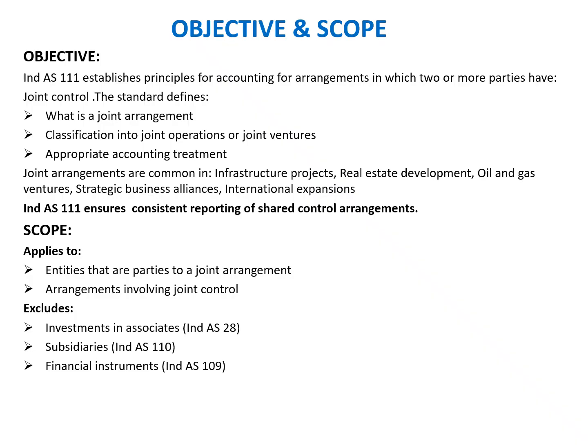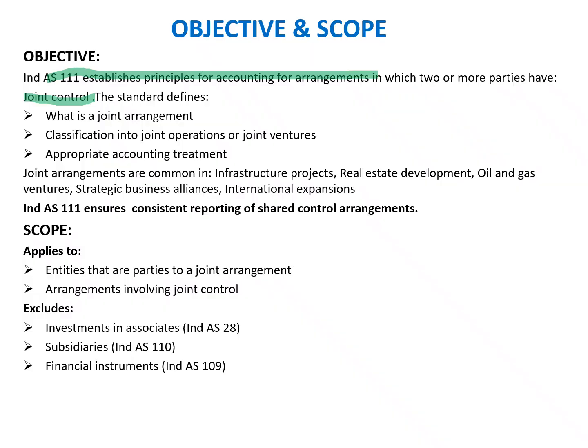Okay, now we'll quickly talk about the key objective and the scope of Ind AS 111. So Ind AS 111 establishes the principle of accounting for the arrangement in which two or more parties have joint control. So that is most important. The joint control has to be there, and we'll talk about this in the upcoming slide, what is the definition of the joint control.